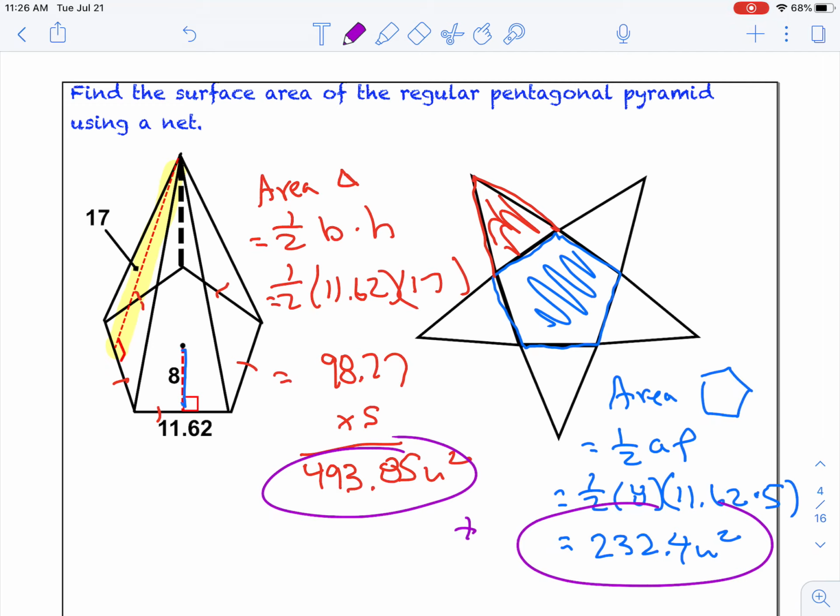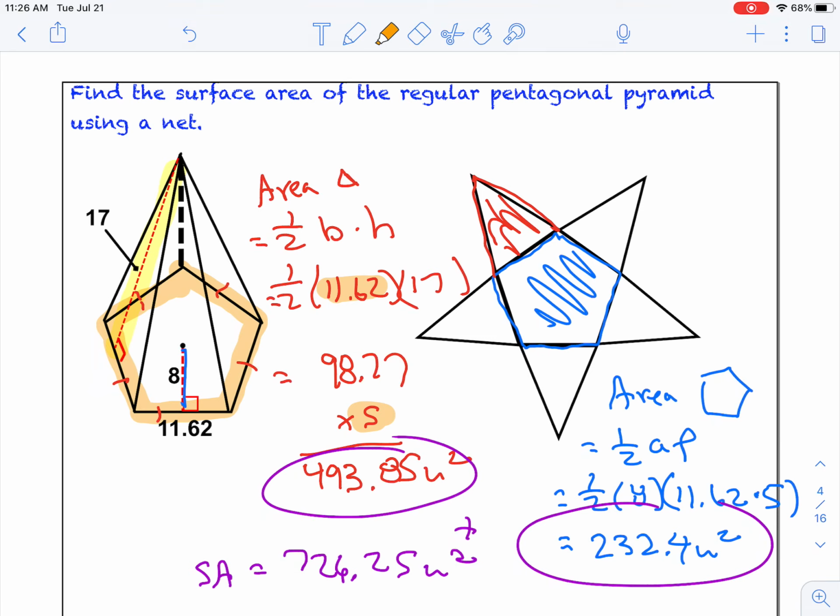So 232.4 and 493.85 would give us a surface area of 726.25 units squared. Okay, so this is how we can calculate it using a net. But again, notice that this right here is the perimeter, and that's just 11.62 times the 5.